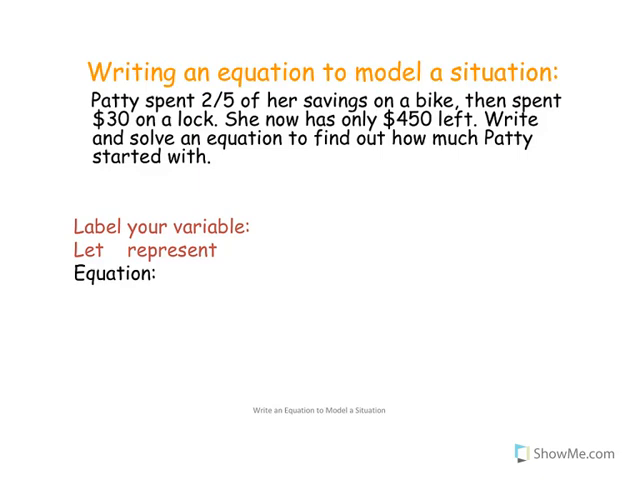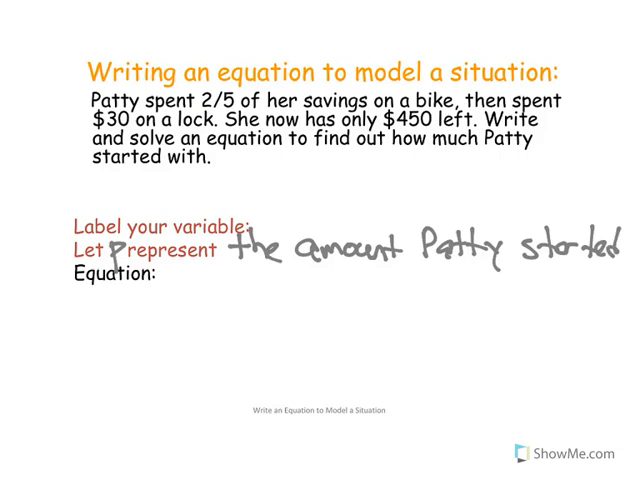All right, very similar situation here, right? Patty spent 2/5 of her savings on a bike. She spent $30 on a lock. Now she has $450 left. Write an equation to find how much Patty started with. So I'm going to say let P represent the amount Patty started with. All right, so she started with X. She spent 2/5 of X.